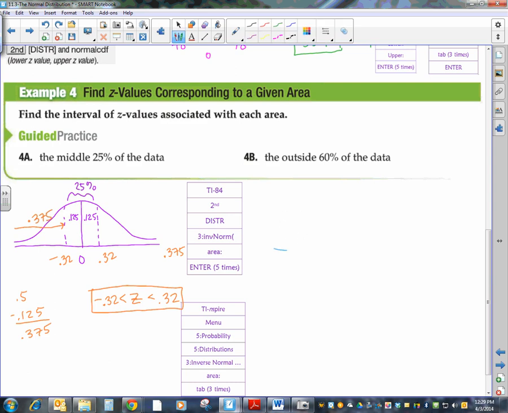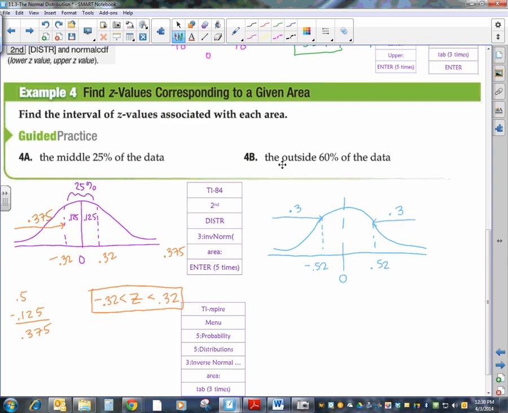All right, again, I'm going to draw my picture, a bad sketch of the normal curve, and 0 is my mean. I want the outside 60%. So that means, remember, we have to be symmetric. If it's the outside 60, then this is going to be 0.3, and this is going to be 0.3. So on our calculator, we're going to put in 0.3 for our area this time, and it's going to give us a number of negative 0.52. And of course, that makes this one 0.52.